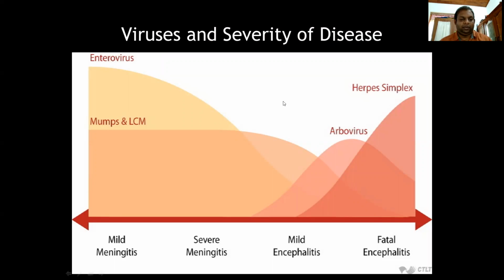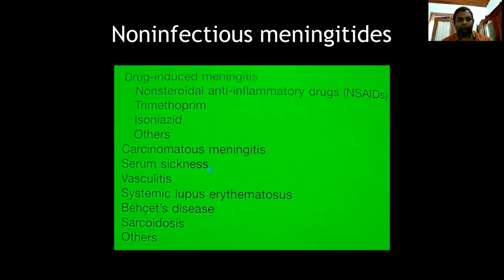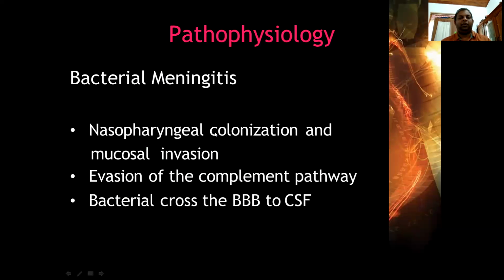Viruses and severity of disease: you can see mild meningitis or severe meningitis, it depends. Herpes simplex is the cause I am highlighting. Enterovirus can cause meningitis and can cause encephalitis, but when it is encephalitis, herpes simplex is the one. Arbovirus is also there, with seasonal distribution; just get the idea. Non-infectious meningitis can be drug-induced, carcinomatous, serum sickness, or medicine related.